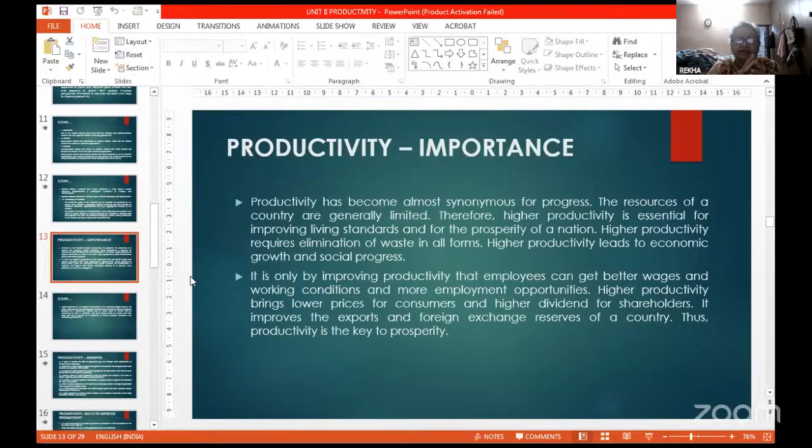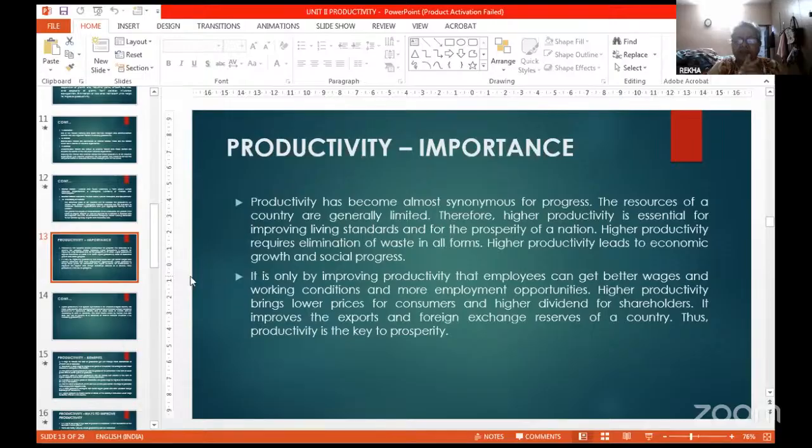So productivity has become almost synonymous with progress. If your productivity is low, your progress is low. If your productivity is more, your progress is more. The resources of a country are generally limited. Resources are not in abundance. If they were in abundance, with no limit to them, management would not be required. But since every resource has some constraints, we have to manage under those constraints and do our best.